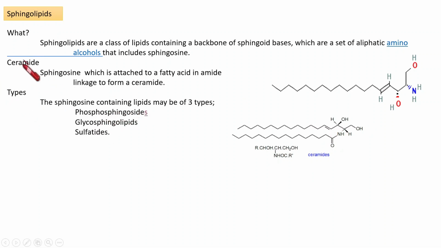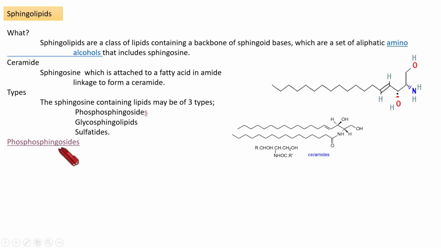Okay, and there are so many lipids that contain sphingosine in them. They are phosphosphingosides, where the name implies that it contains phosphoric acid. Then glycosphingolipids, where the name indicates that carbohydrate will be there. Sulfatides means a sulfate group will be there. Okay, so let's see one by one.